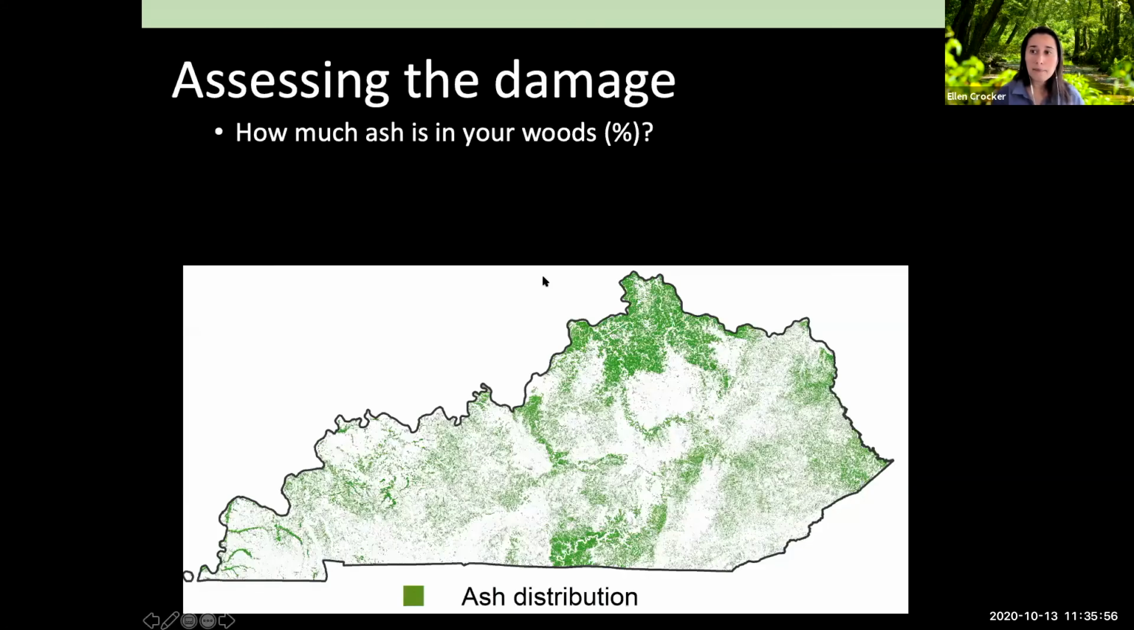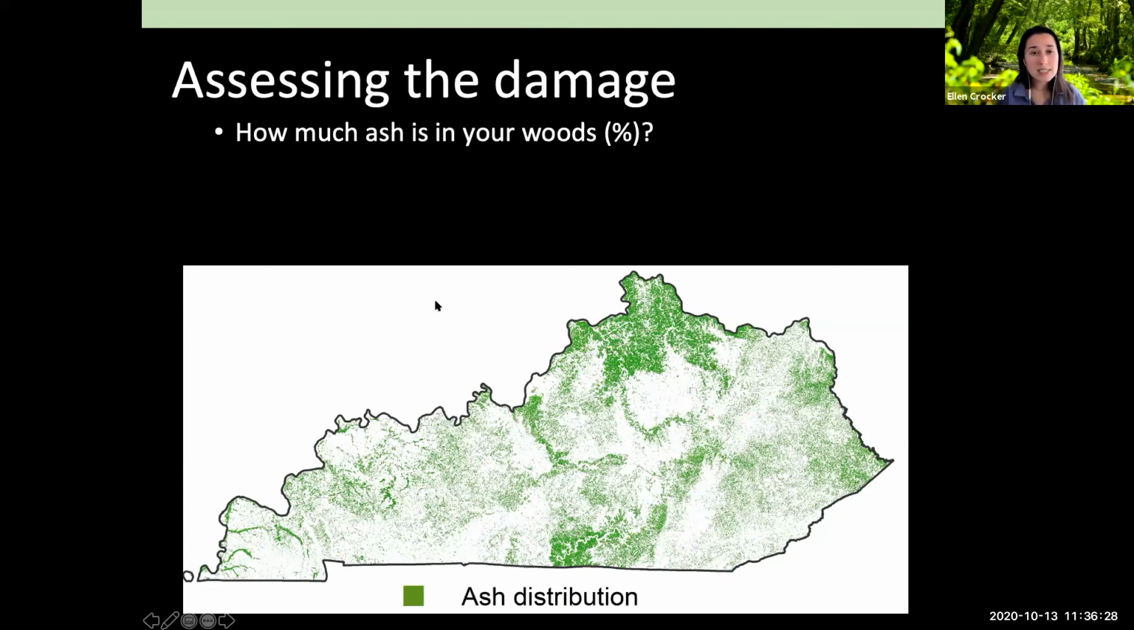Here's a map of how much ash was in the woods in Kentucky before all of this started. You can see that it's really patchy across the state. Some parts of the state, like northern Kentucky, parts of southern Kentucky, especially in riparian areas, and western Kentucky as well, had a lot of ash, while other areas have almost none. So how big of an impact is emerald ash borer going to be to you? That depends on how much ash you have in your woods.